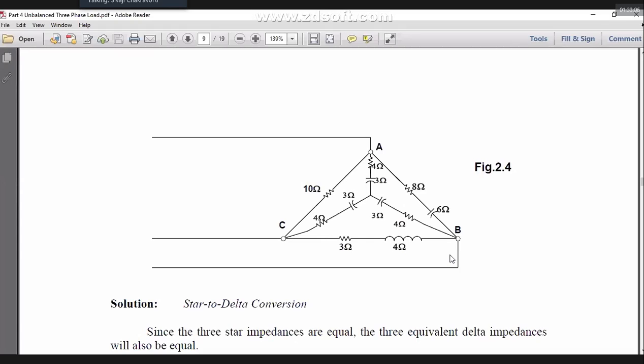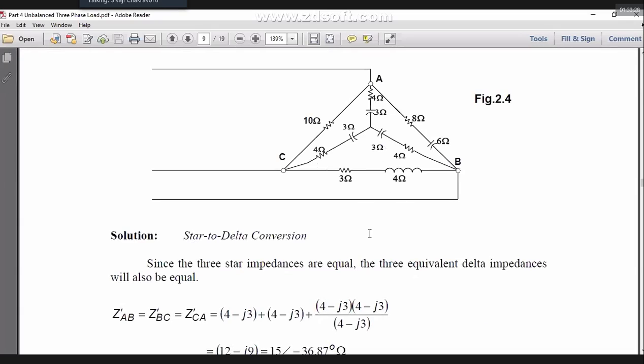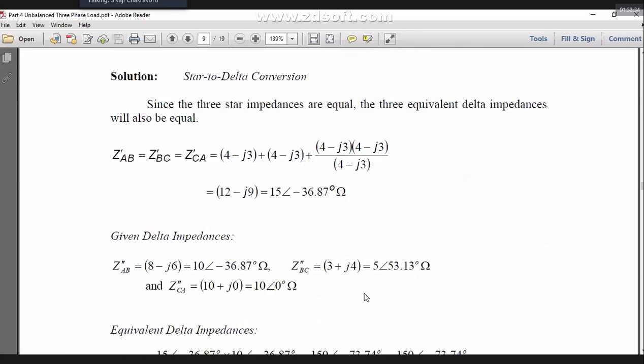Now here I have a problem, right? Look at this. I have a delta load and this delta load is given here. You can see 8 minus j6, 3 plus j4, and this is 10. Similarly, you have a star and they are in parallel. As I said, three-phase in parallel means individual impedances are not in parallel, but they are connected across the same three terminals or nodes.